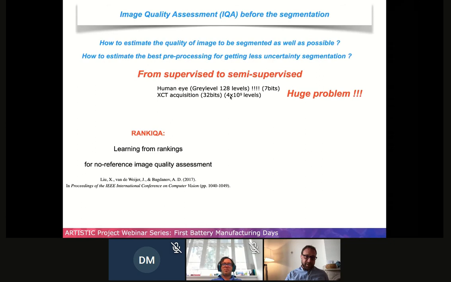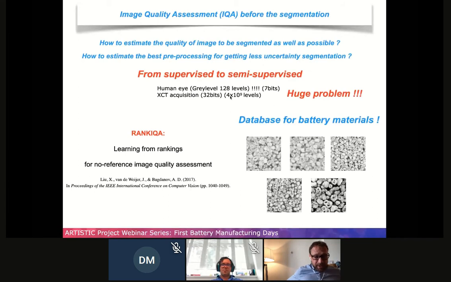So we try to continue this way and get information about the quality of the image, and we use RankIQA, which is a CNN network, and we can try to get a no-reference image quality assessment. But so far, this RankIQA is based on natural images, so you have to use a database to qualify the image. But so far, we have no specific database for battery materials. This is our problem here.